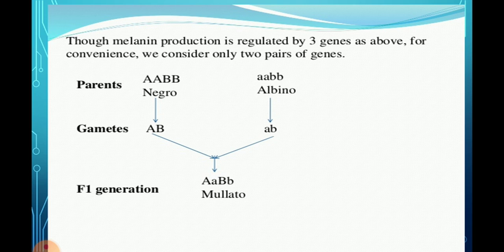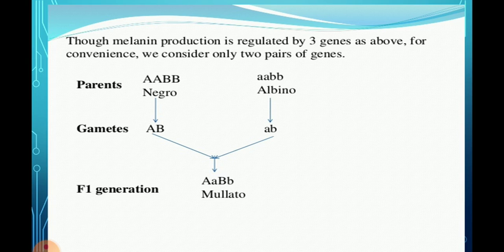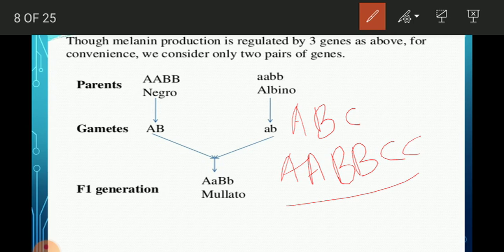Then we'll see the same again. Though melanin production is regulated by three genes as above, for convenience we consider only two pairs of genes here, capital A, capital B, and small a, small b, that is the gene pair. But actually we have seen gene A, gene B, and gene C, so we can write capital A, capital B, and capital C. If they are found in a pair, an allelic pair, we write them like this.